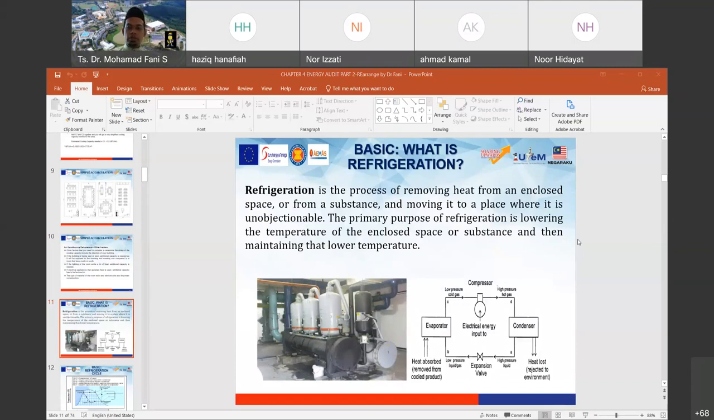So, basic: what is refrigeration? Refrigeration is the process of removing heat from an enclosed space or from a substance. You can refer to this one. This is the chiller, based on the cooling. And we have the compressor here, to compress the low pressure gas.